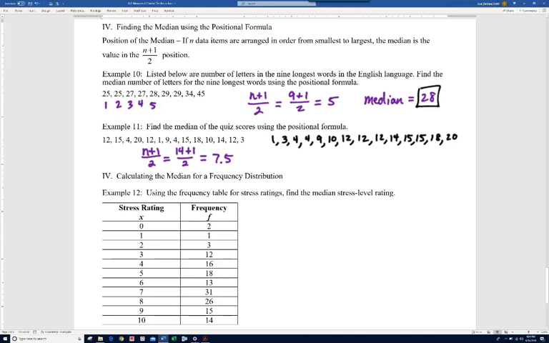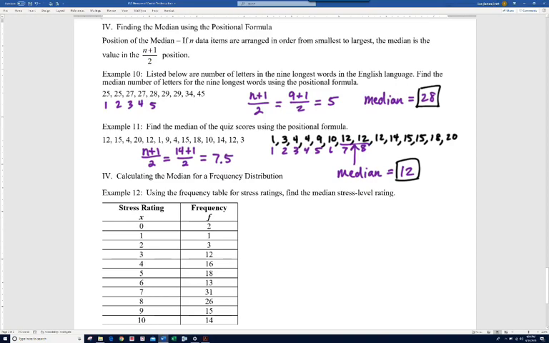So let's go ahead and number these. You can see that the 12s are in the 7th and the 8th position. So really we want to take the mean of 12 and 12. Well, that's just going to be 12. And so that's our median here.